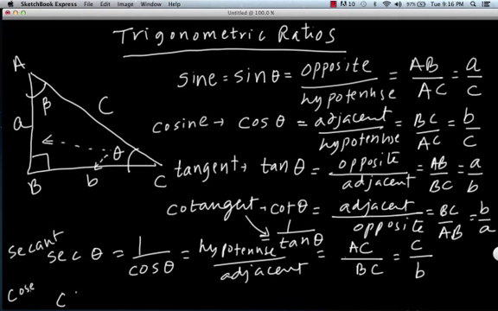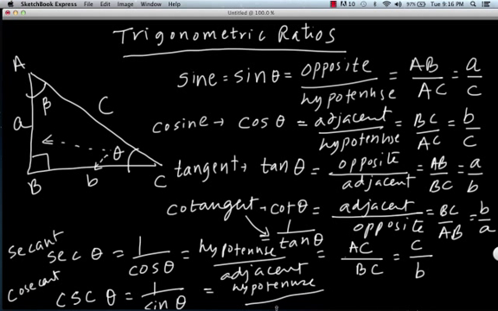The last one is called cosecant, or in short called csc of theta, which is actually a reciprocal of sine theta, which is hypotenuse by opposite, which is AC divided by AB, which is C by A. So these are the 6 different trigonometric ratios that we will be using in our course.